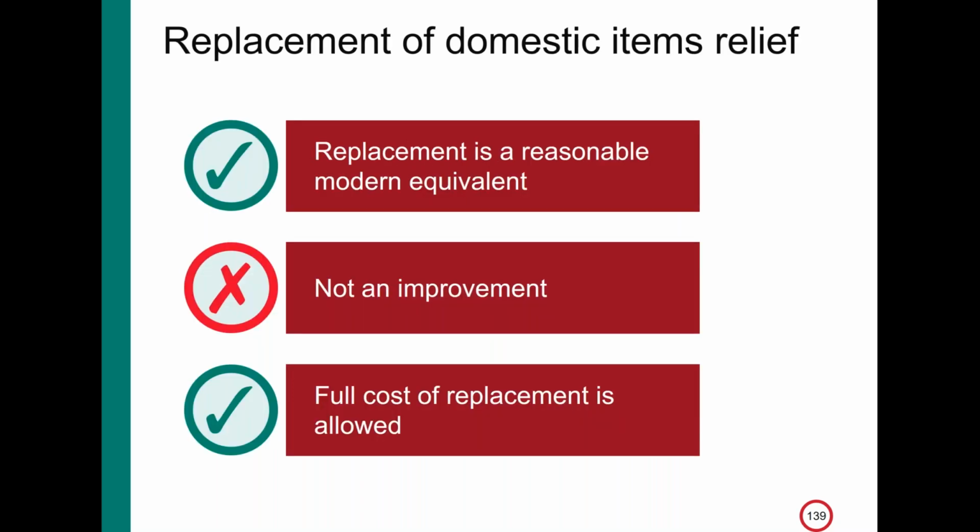Where the replacement is a reasonable modern equivalent, this doesn't count as an improvement. The full cost of the replacement item is allowable. An example would be a replacement fridge with an improved energy efficiency rating compared to the old fridge.